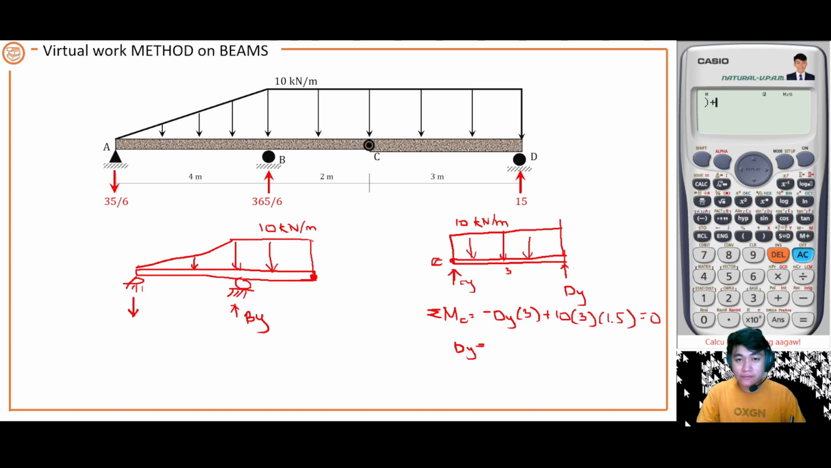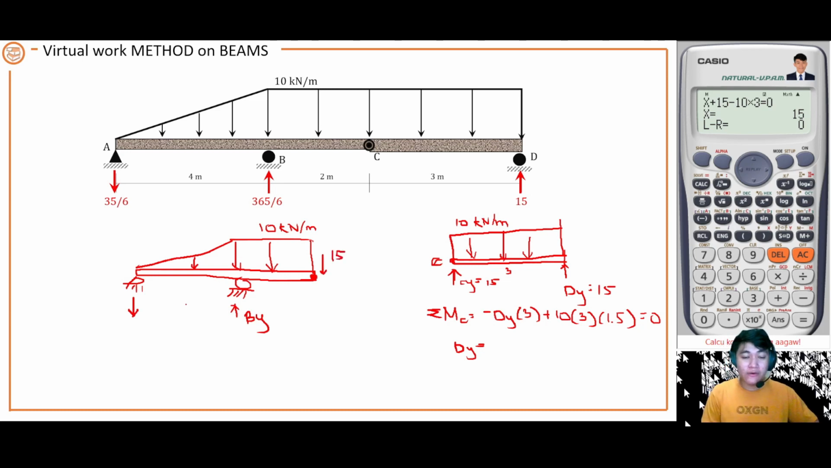By summing forces vertical, plus 15, minus the downward load 10 times 3, is equal to 0. We assume that the reaction here is upward, so Cy is also 15. So this is 15, this is 15. Both are upward. Meaning if this is upward here, Cy here will be downward.